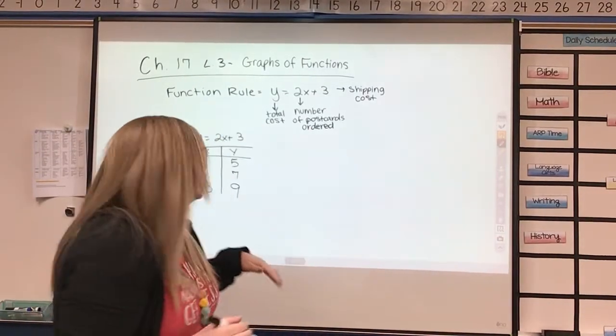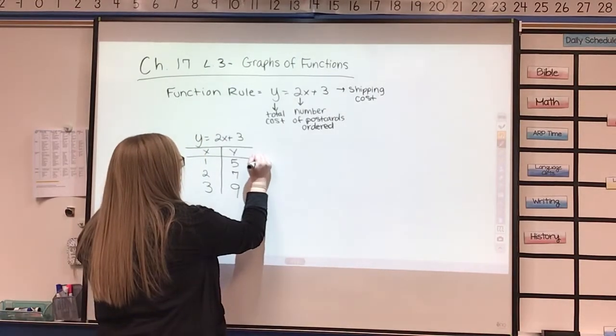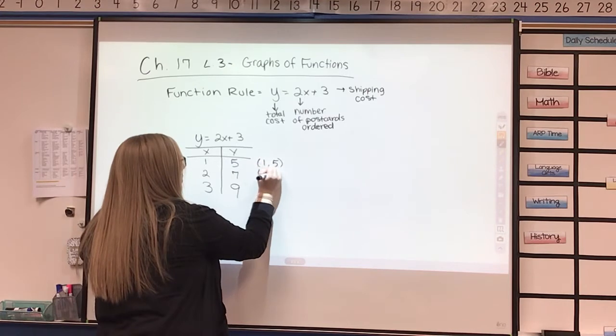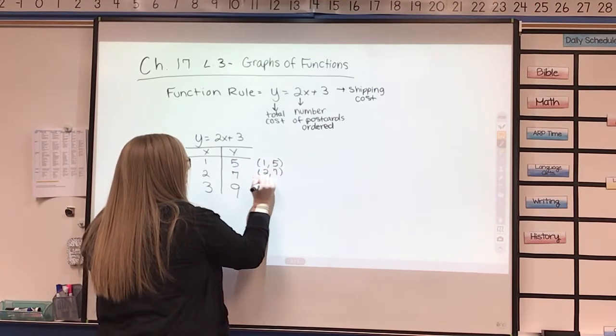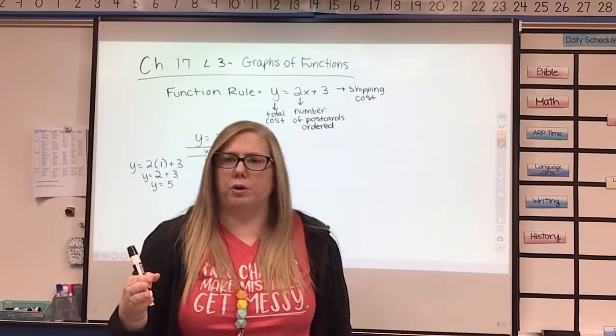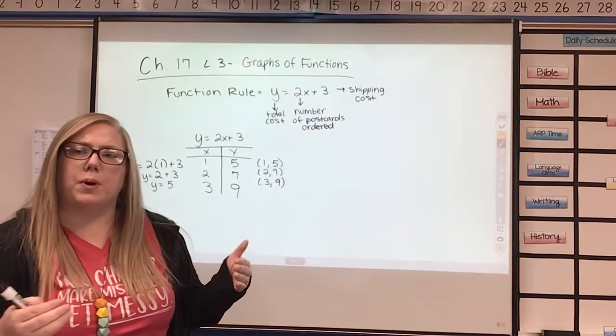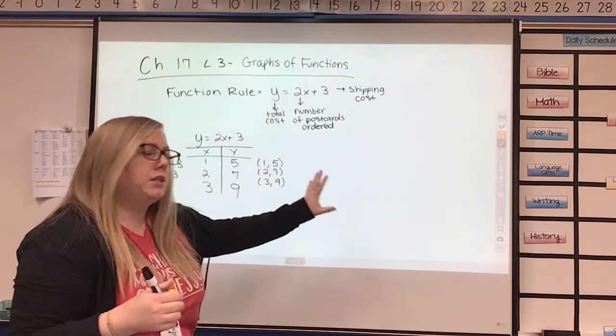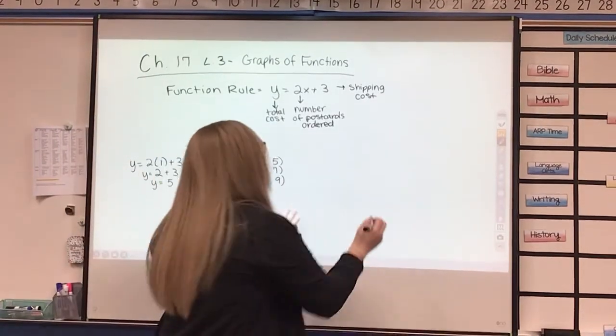So, and I might on the side make my ordered pairs. I might say this is (1, 5), (2, 7), and (3, 9). And they may just ask you, what are your ordered pairs? And if they ask you what your ordered pairs are, you would just say these guys right here. Okay, so over here I'm going to make my graph.